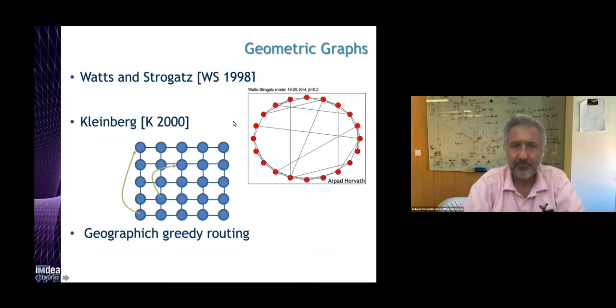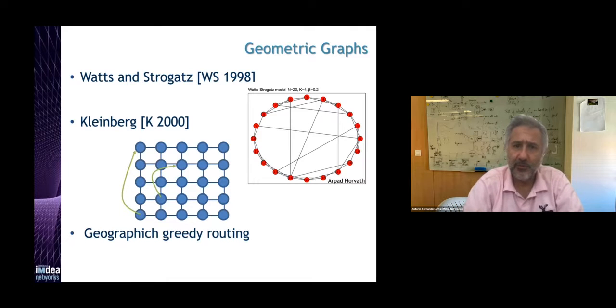So as far as I can tell, the first attempts to build small world networks using a similar approach are by Watts and Strogatz, in which they were using as the basic graph to build upon a ring, in which they were adding chordal links.